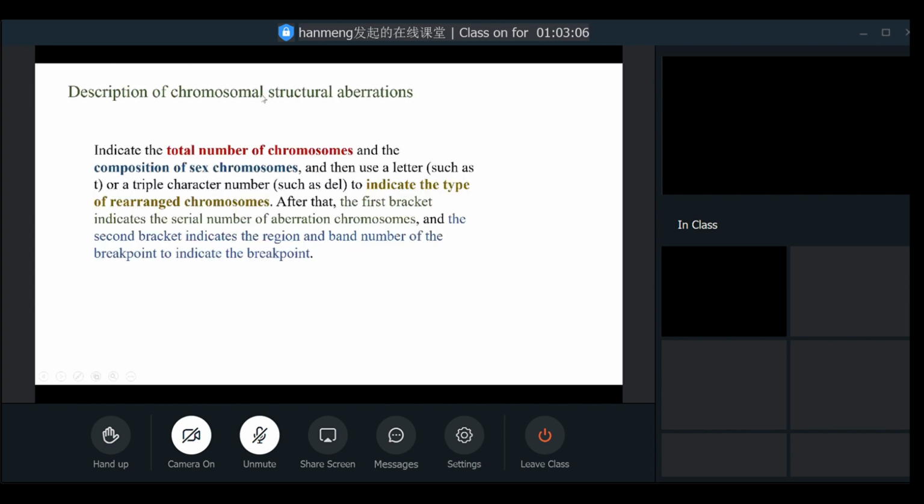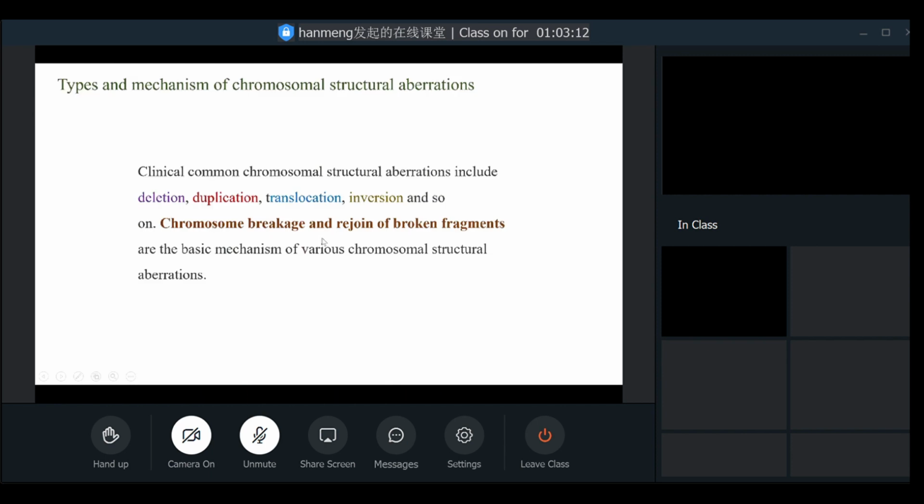How to describe the chromosome structure aberration? Then we will learn them later. The clinically common chromosome structure aberrations include deletion (DEL), duplication (DUP), translocation (T), and inversion (INV), and so on. So you should grasp the deletion, duplication, translocation, and inversion. The chromosome breakage and rejoin of broken fragments are the basic mechanism of various chromosome structure aberrations.